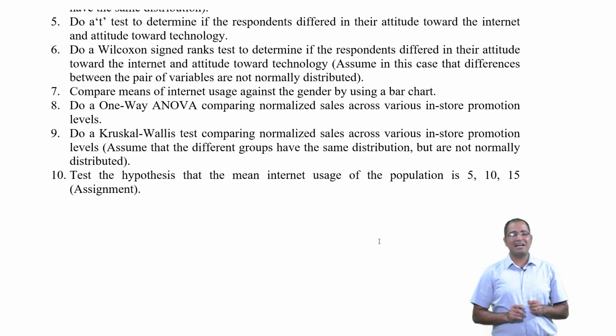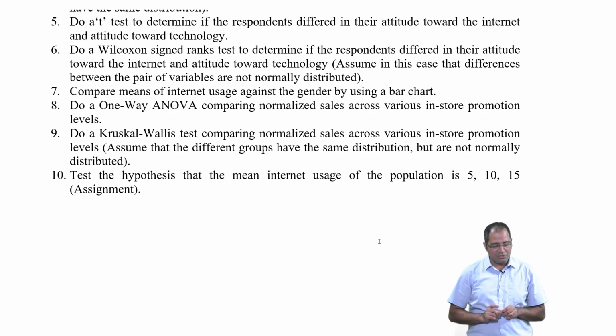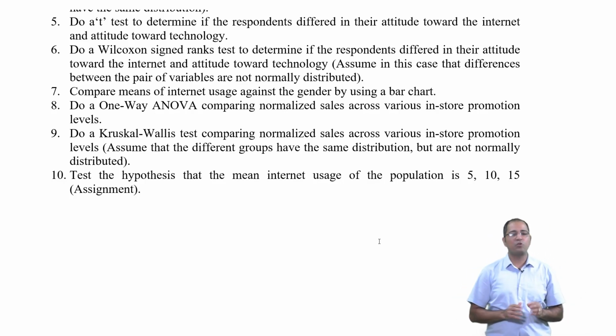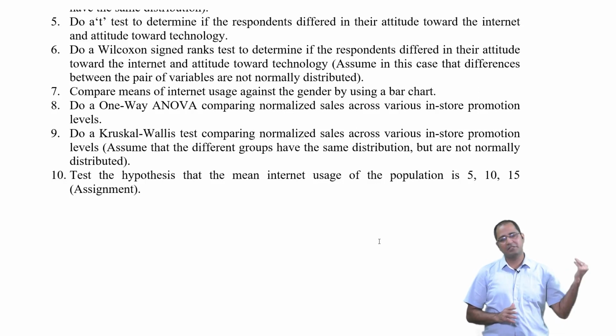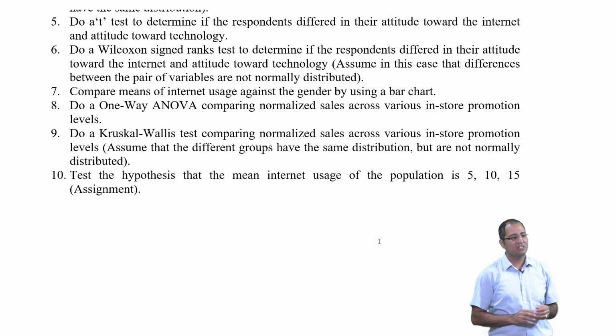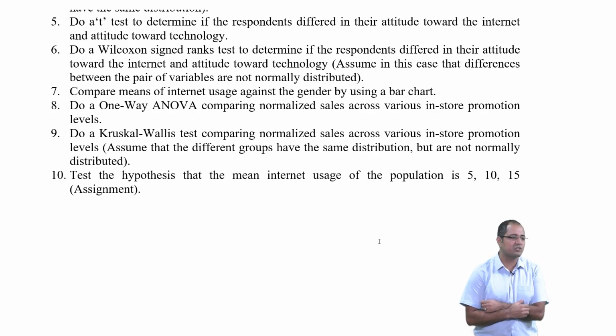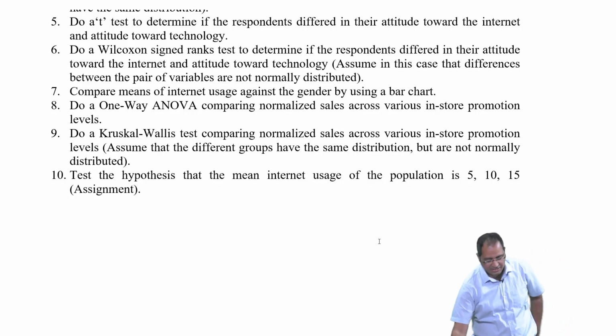Now if you have done that, we will do now point number 8, do a one-way ANOVA. Now for ANOVA, there is a sheet that I sent you before the last class, a sheet about normalized sales and in-store promotion. Can you download that sheet?